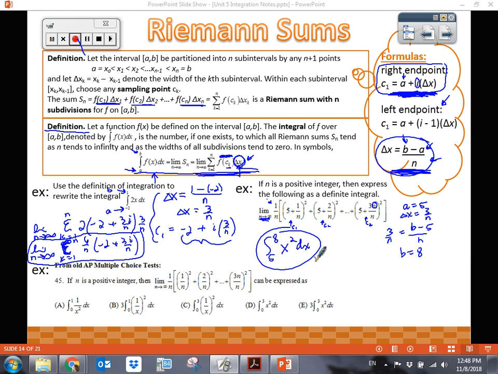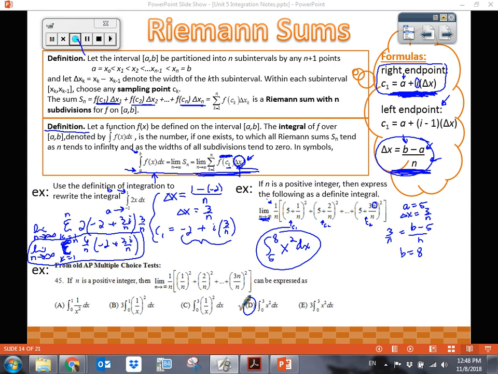Now, I don't really have time to go over this multiple choice question, but this is actually straight off of one of the AP tests. So if you would like to try that one, I encourage you to. I would just circle the answer for you. This is what you should get when you work through it, is D. So I encourage you to try it.